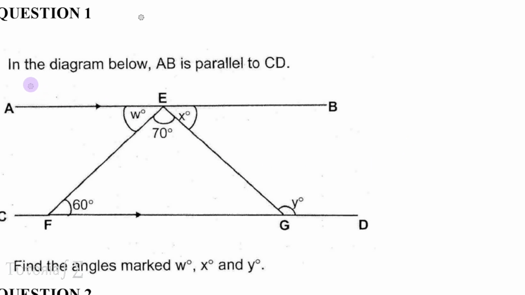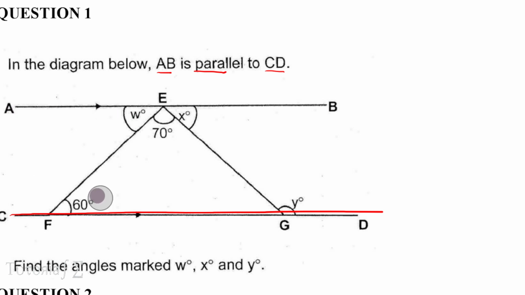Okay, so we have question one here that says the diagram below shows the lines AB and CD that are parallel. So this is the line AB running there to there, and that is CD running there to there, and they're parallel. By parallel, we just mean that they will never meet. Okay, they will never ever meet.